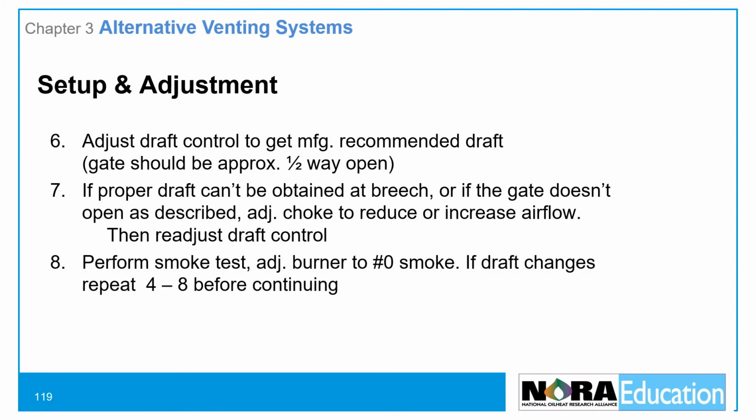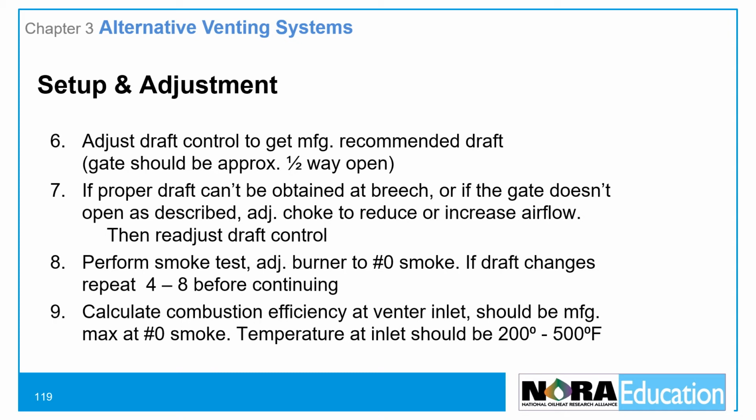Once the proper draft is obtained, perform a smoke test and adjust the burner air intake if necessary to obtain zero smoke. As the air intake is adjusted, the draft may change. If it does, repeat steps 4 through 8 to readjust the draft control and choke plate before continuing. Calculate the combustion efficiency and verify it is at the manufacturer's recommendation with zero smoke.